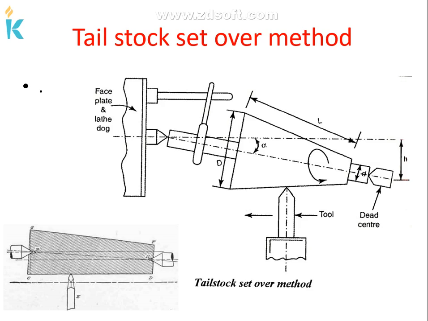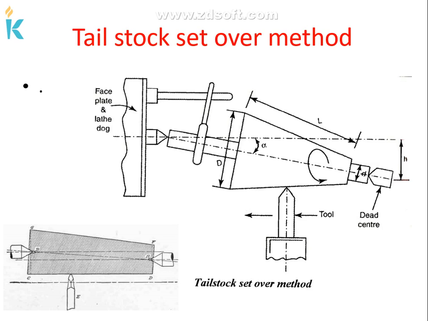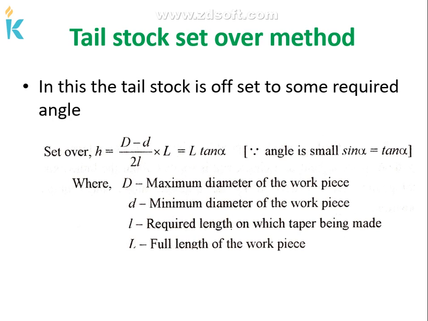Then another method, tailstock set over method. In this method, long workpieces with a small angle of taper are produced. In this method, we cannot produce more than 8-degree taper turning. So here the formula: set over H equals (D minus d) divided by 2L, into capital L. We can also write it as L tan alpha.